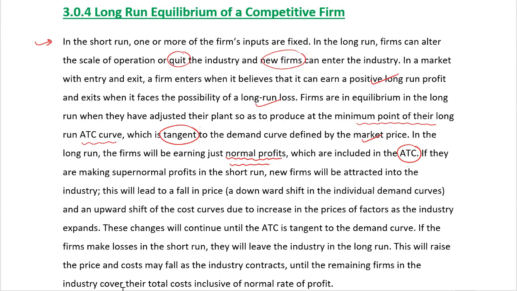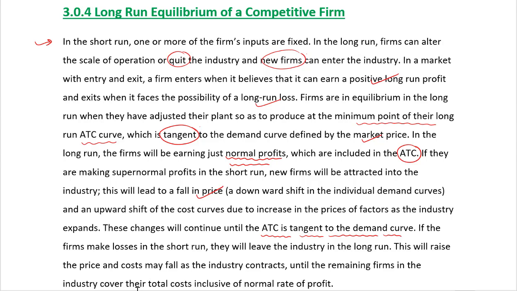So, if they are making supernormal profits in the short run, new firms will be attracted into the industry, and this will lead to the price falling, a downward shift in the individual demand curves, and an upward shift in the cost curves due to the increase in the prices of factors as the industry expands. These changes will continue until the average total cost is tangent to the demand curve.